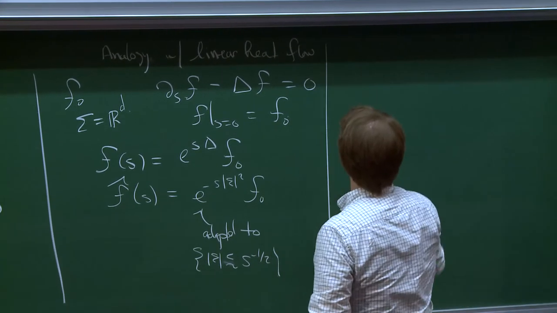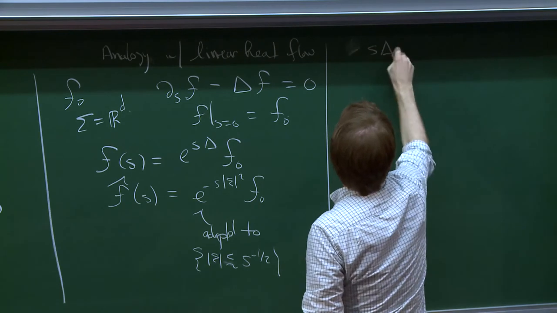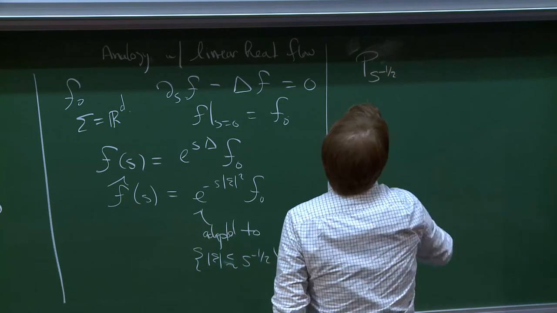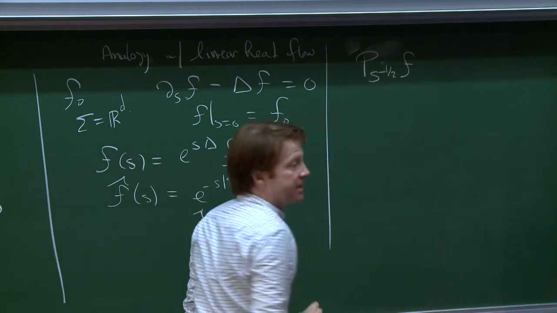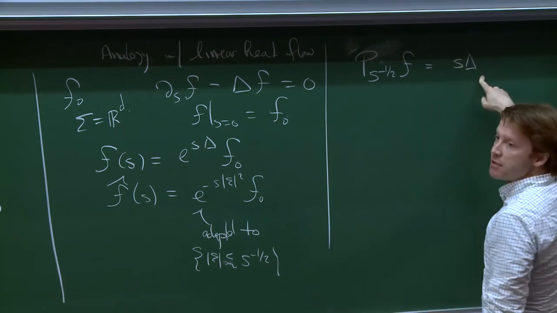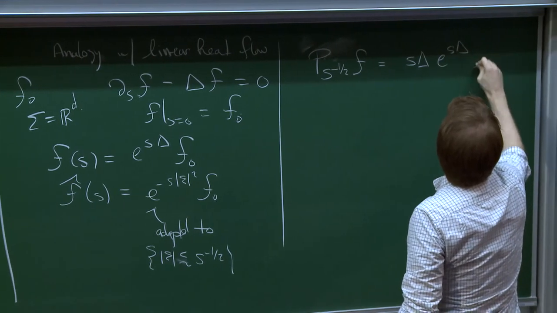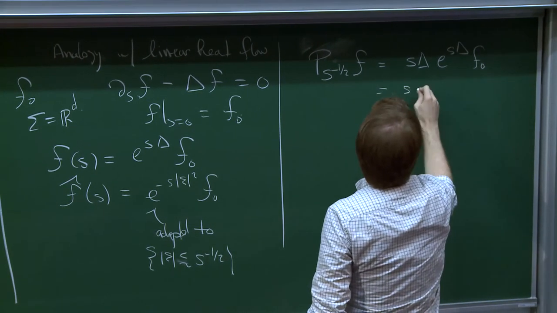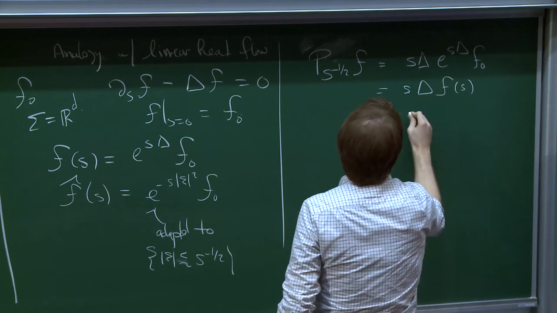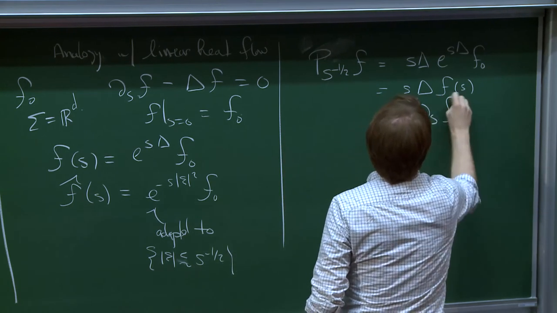Okay, to damp the low frequencies, we can multiply by s times Laplacian. So we'll define the Littlewood-Paley projection onto frequencies comparable to s to the minus 1/2 by damping the low frequencies with this operator: s Laplacian e to the s Laplacian f naught, which is s times Laplacian of f of s. And since f solves the heat equation, this is just s ∂_s f.